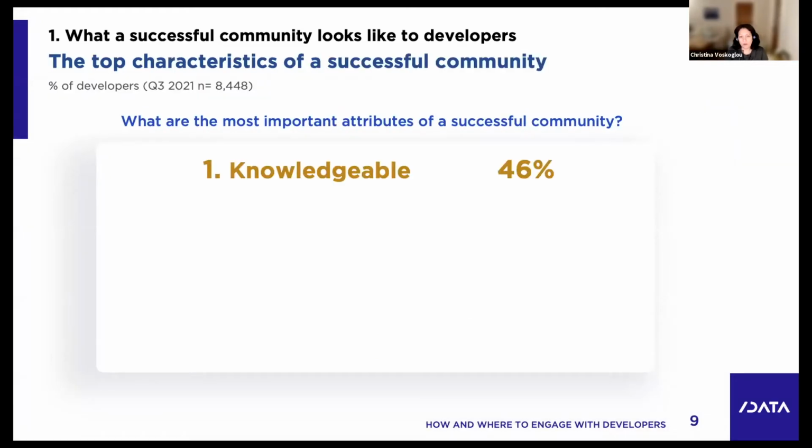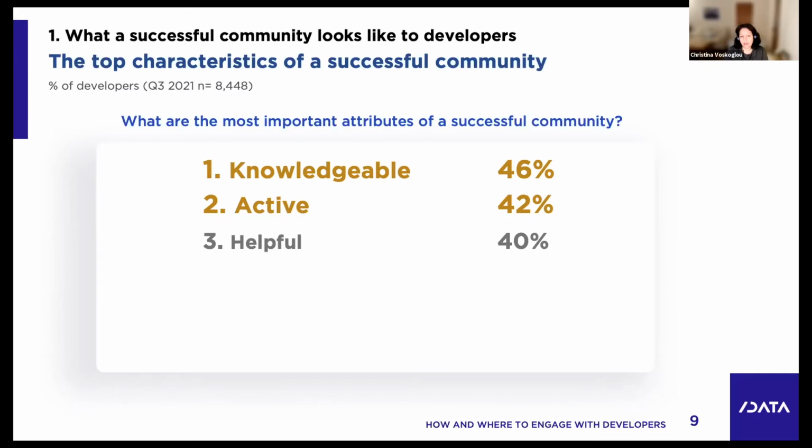Ta-da, number one was knowledgeable. So half of developers think that the most important thing in a community is to be made up of knowledgeable people. That's where they want to go, to be among knowledgeable people. And of course, they also want this to be active. So they want knowledgeable people that are actually doing something in that community, not just being passive. And what's interesting, we haven't seen collaborative yet, right? We will though, or interactive or whatever.